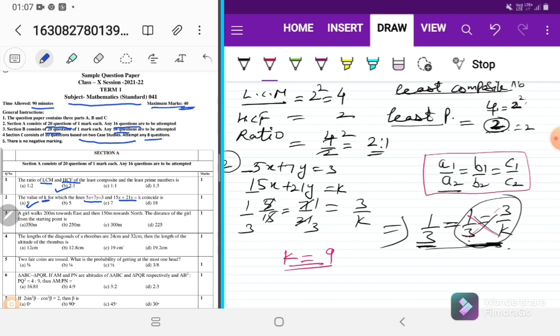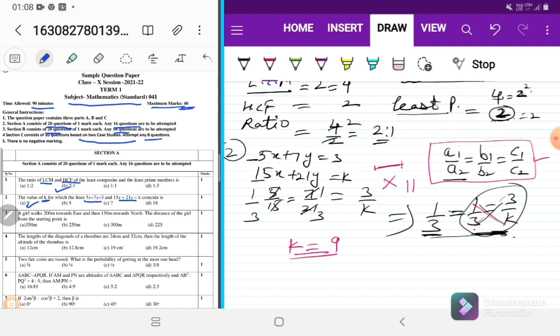So you should know all the conditions: when lines are intersecting, when lines are parallel, and when lines coincide. Coincide means one line upon another. Okay, for that it has many solutions. You should know that condition also. When lines are parallel, what type of solution do they have? When lines are intersecting, what type of solution do they have? Okay, so you should know all these conditions.